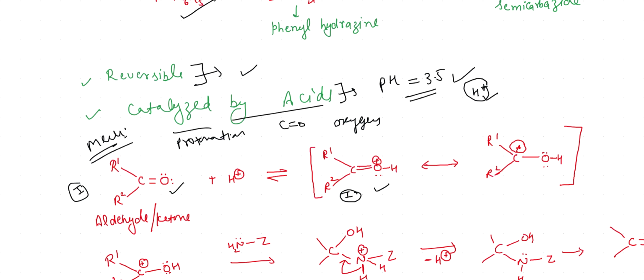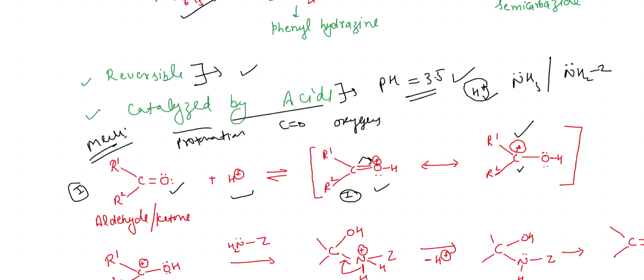So by way of resonance, here, it increases the positive charge on the carbonyl carbon. As a result, weak nucleophiles such as ammonia or its derivatives can attack on this carbon atom. Clear? Okay. So we have added acid to generate electrophile.